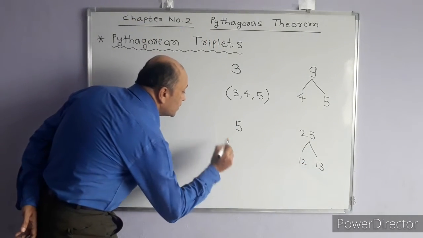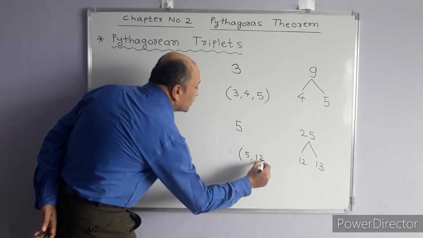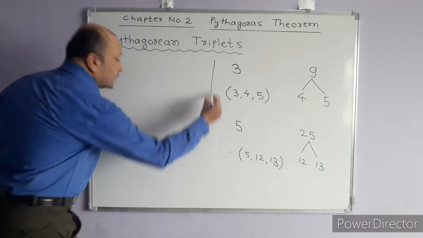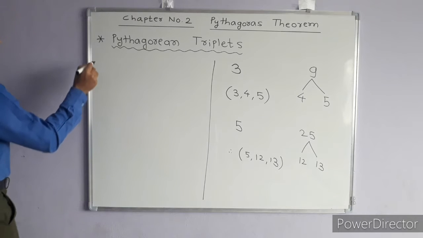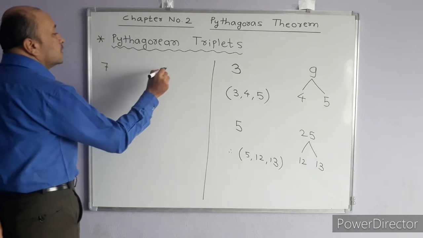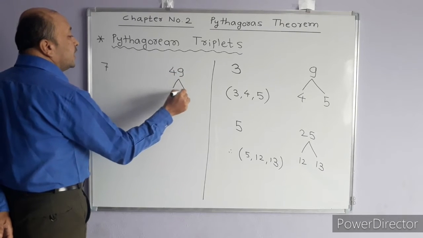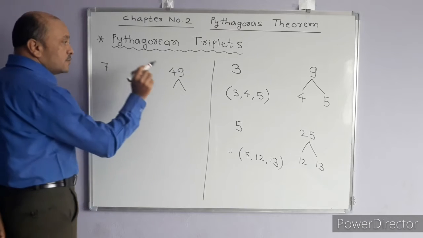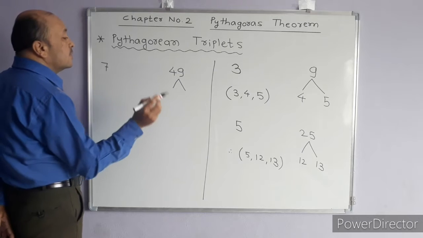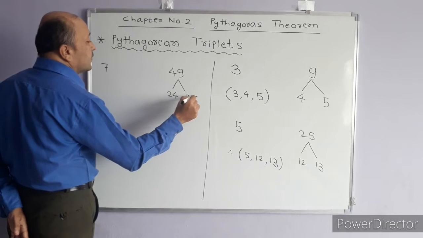So what is the Pythagorean triplet here? That is 5, 12, 13 is a Pythagorean triplet here. So let us go to the next, continue the same. The next odd number is 7. So make the square of 7. The square of 7 is 49. Then divide 49 into two parts whose addition comes 49 and the numbers must be consecutive natural numbers. There is only one pair, that is 24 and 25.